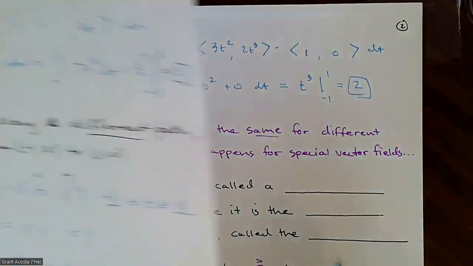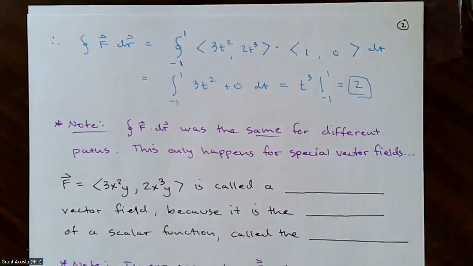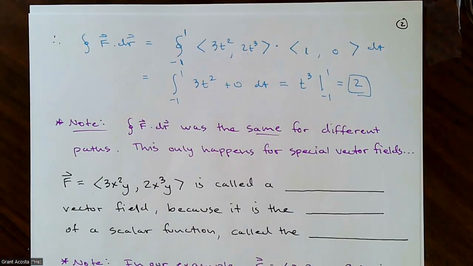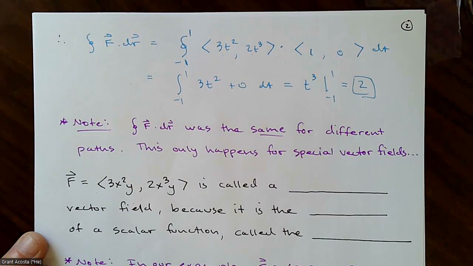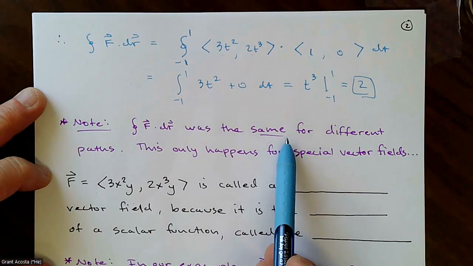And we just did the straight line parameterization from here to here, and we got an answer of 2 as well. I know that could be a fluke. We only did 2 paths. But if you tried a different parameterization from (-1, 1) to (1, 1), you would find out that you would get the same exact answer no matter what path you take. And this is only going to happen if it's a property of the vector field.